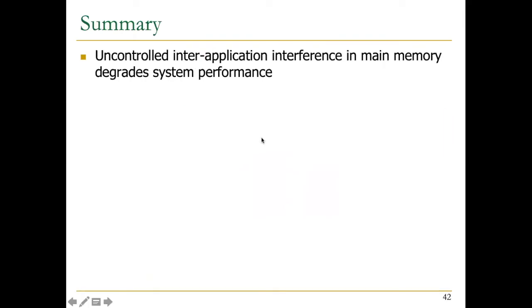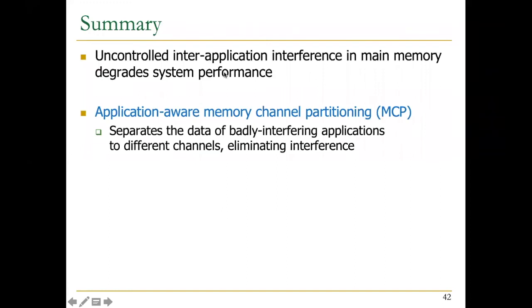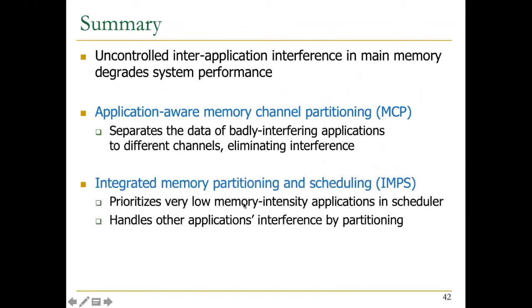Basically, the paper is targeting the problem of uncontrolled inter-application interference in main memory. It degrades system performance. It proposes 2 ideas. One is application-aware memory channel partitioning. The idea is to separate the data of badly interfering applications to different channels, eliminating interference. And then it realizes that this underutilizes memory bandwidth for low intensity applications. So it augments the mechanism with integrated memory partitioning and scheduling, which prioritizes the very low memory intensity applications in the scheduler and handles all other applications' interference by memory channel partitioning.